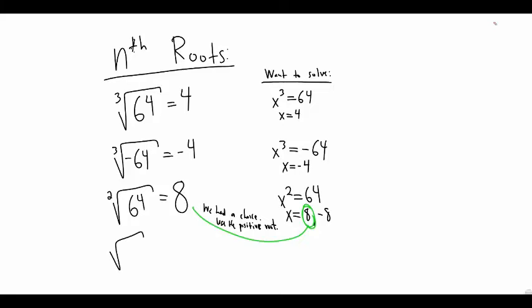Finally, let's take the even root of a negative number. This is like solving the equation x squared equals minus 64, solving this over the real numbers. And this has no solution. So, square root of negative 64 does not exist over the real numbers.